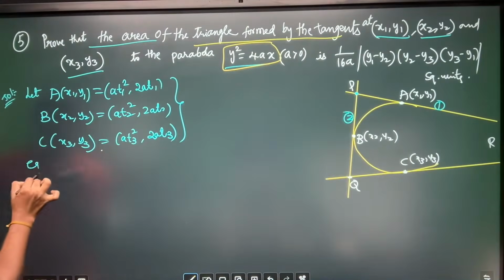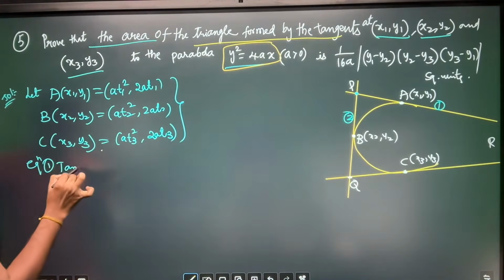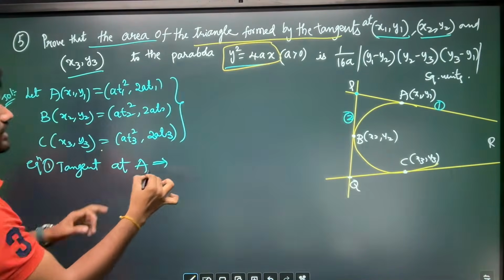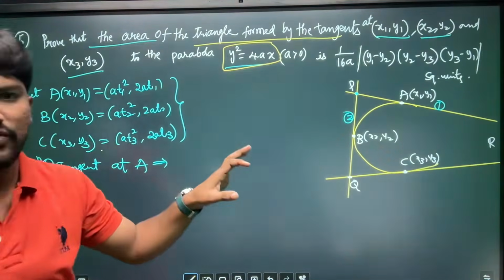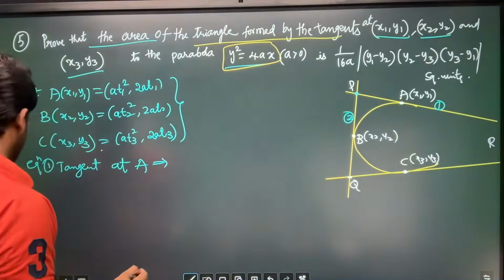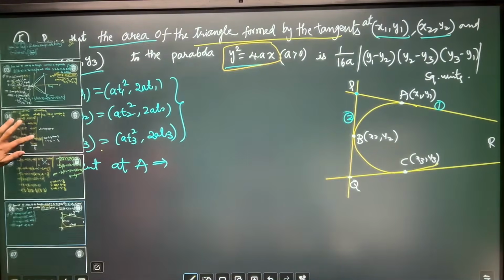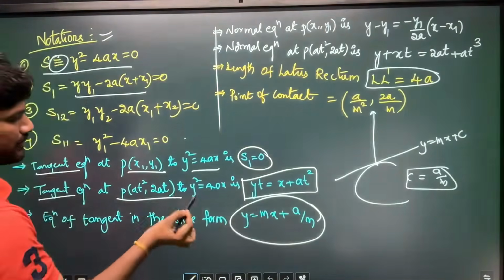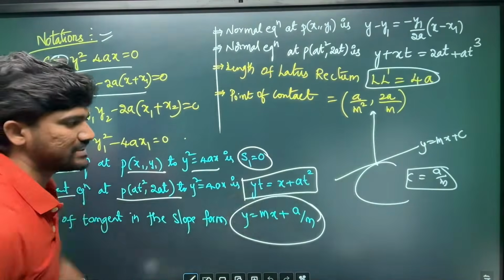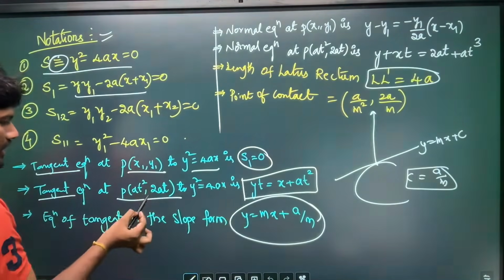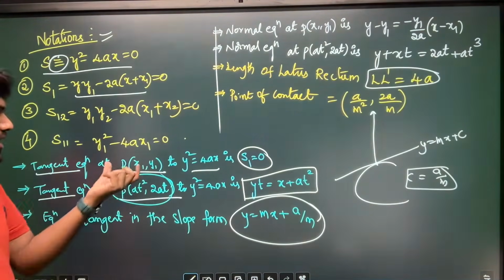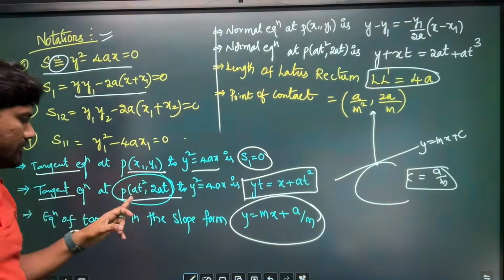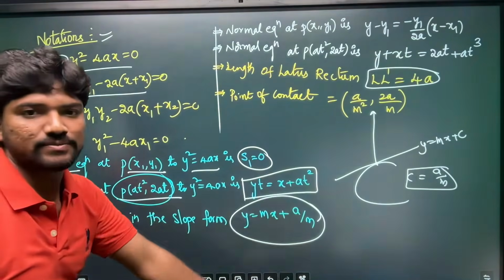Okay, so now after taking the parametric points, at these points we have to find the tangent equation. Equation of the tangent at capital A. You know very well the formula for the tangent equation. In parametric form, yt is equal to x plus at square. You have to use this formula whenever you use a parametric equation. If you use x1 comma y1 directly, S1 is equal to 0 is the tangent equation. But since we are using parametric, yt is equal to x plus at square.